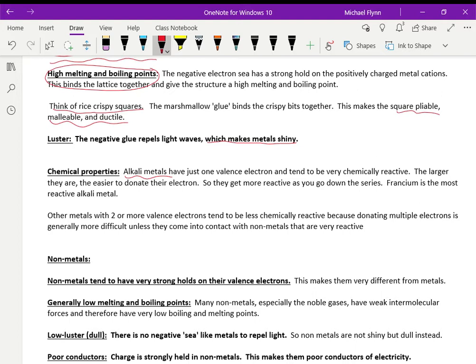Okay, if you have more than one valence electron, though, you tend to be less reactive because it's kind of an all or nothing thing. You have to give all your electrons away. So if I throw, for example, a piece of calcium in the water, maybe you'll see a small amount of hydrogen being produced, but not as much because it's more difficult for the calcium to give away both its valence electrons to the water.